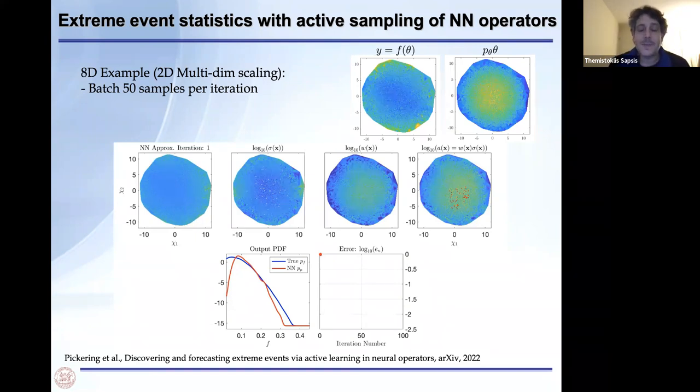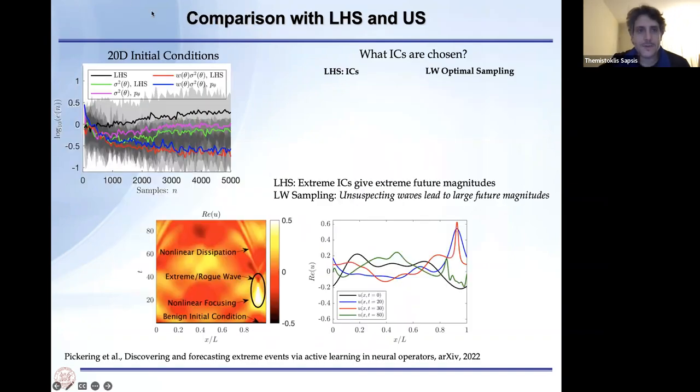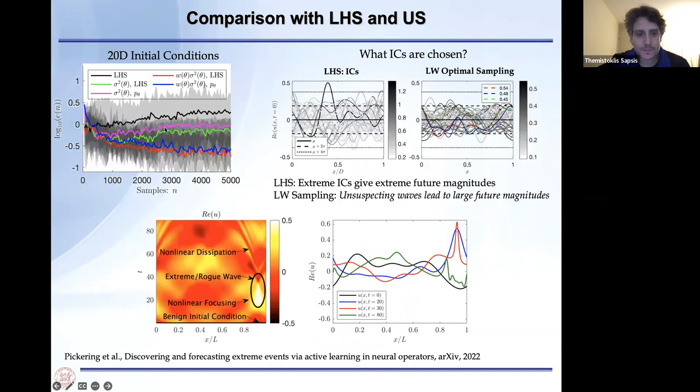Again, it depends on the dimensionality. If you go to high dimensions, you cannot train every point because you will need thousands of points. So it makes no sense. Sometimes we do batching with 200 samples per iteration. So this is for a 20-dimensional problem. And here, batching is happening every 100 points. And it's interesting to see how things operate.